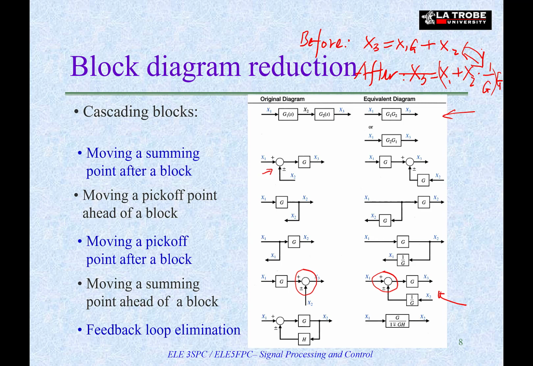And let me repeat the principle. The relationship between the input and output before and after the block diagram reduction should remain unchanged. And the last one on this slide is what we have just derived in the previous slide, the closed-loop transfer function.